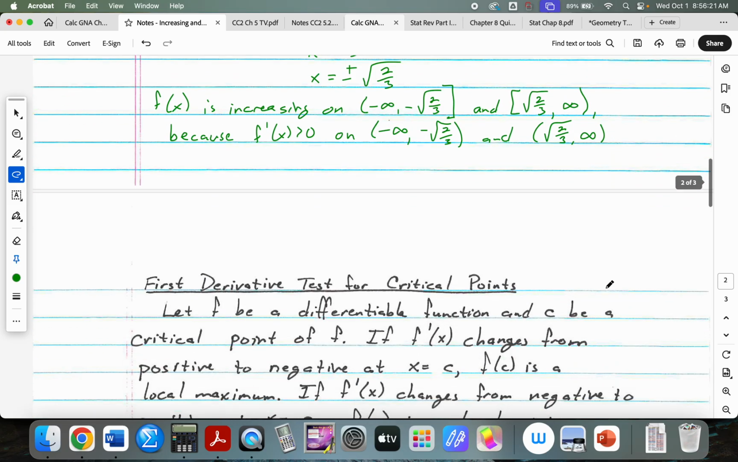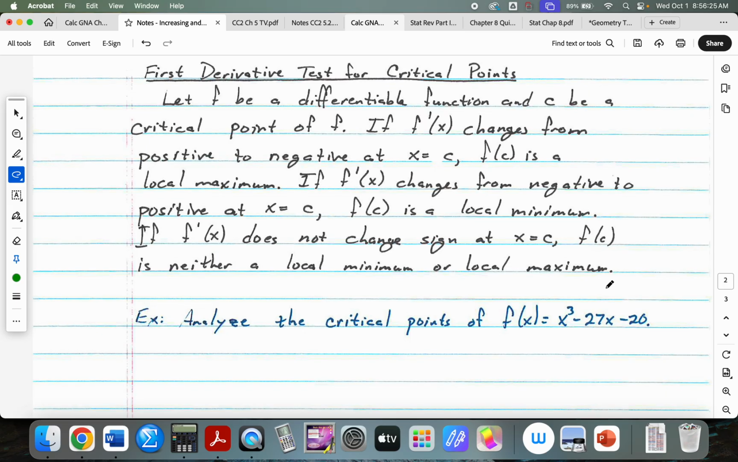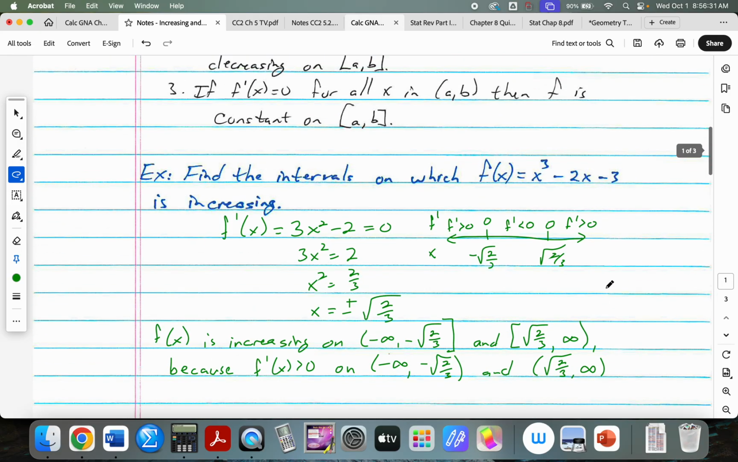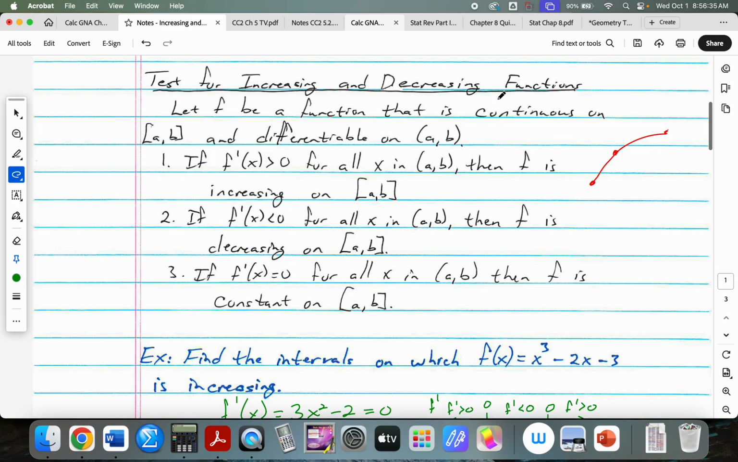All right. So the first derivative test for critical points. Notice this is not the first derivative test. This is the test for increasing and decreasing functions. Does it use the first derivative? Yes, it does, but it's not the first derivative test. Students sometimes get this all confused.